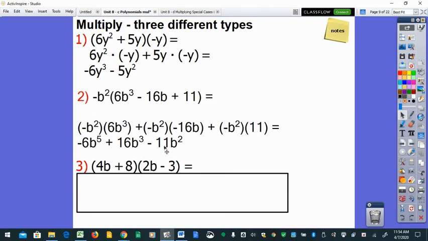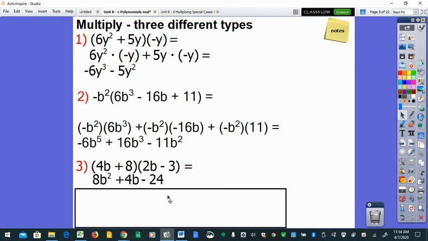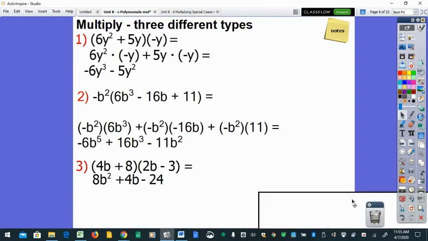Okay. And here comes our first FOIL. So first times first, outer times outer, inner times inner, and last times last. And did you get 8b squared plus 4b minus 24? So there's your 8b squared. The outer would be negative 12b, and the inner would have been positive 16b. And a positive 16 and a negative 12 will add to a positive 4b. And then the positive 8 times the negative 3 gives you a negative 24.